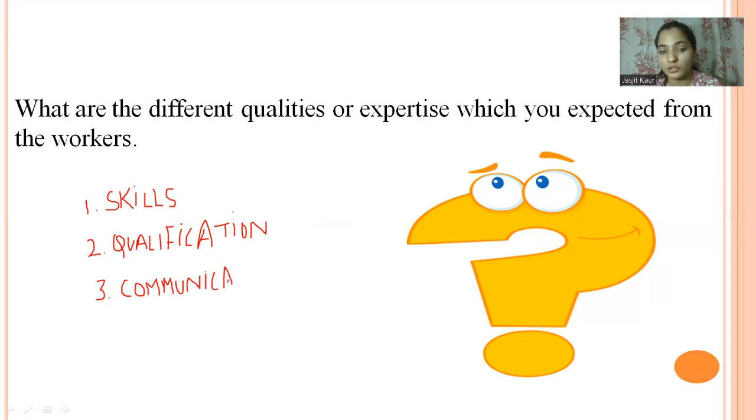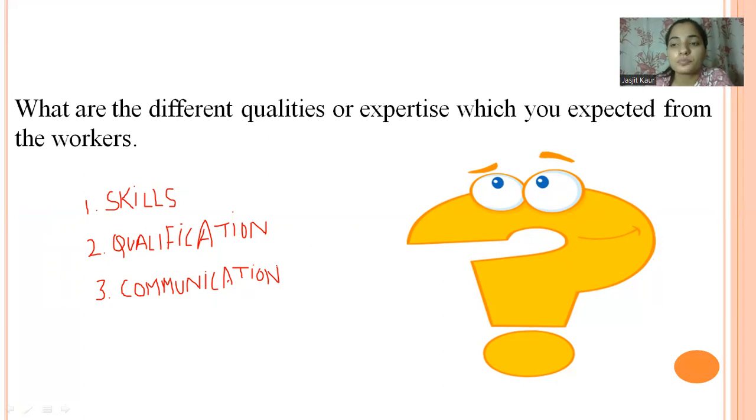Yes, very good, students. I must say you all are very intelligent students. So we need communication. There are a lot of things which we have to look after while we are hiring workers in our industry. So these are some of them. There are many things.